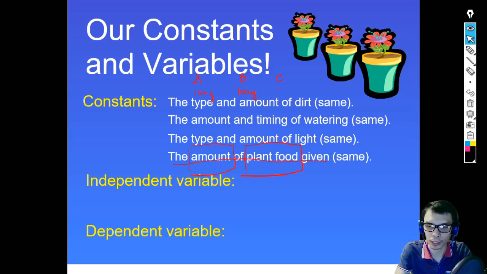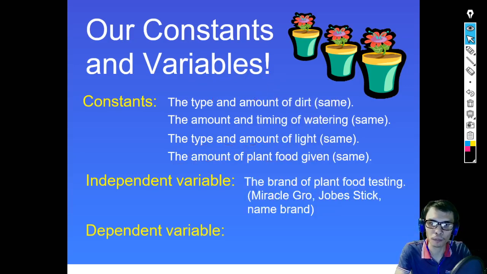And so, what do you expect? Group C will also have 100 grams of that particular plant food. So what do you notice? We notice that they have the same amount of plant food given, regardless of which plant food it is.